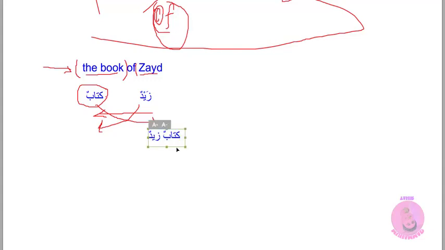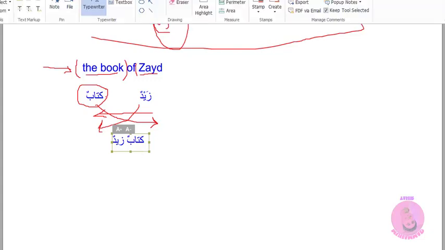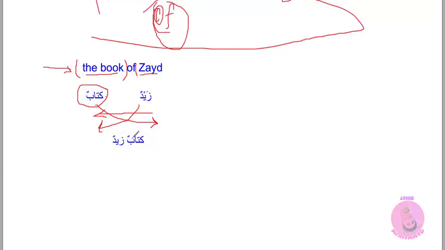This is just a raw form of the possessive phrase. We will refine it now. Kitabun Zaidun. Now there are two changes that we need to make in order to make this phrase grammatically correct in Arabic. Two changes. What are those two changes? Let's look at them one by one.